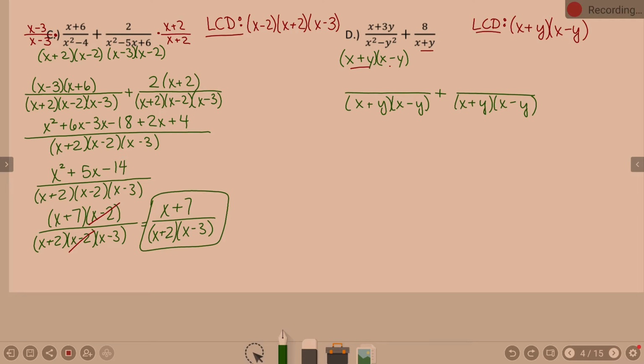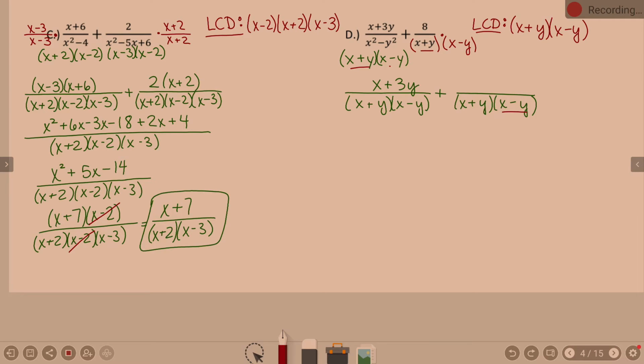What's that mean about my numerator? It doesn't need to change, does it? Just carry it down because we already have the common denominator. So x plus 3y is carrying down. Second fraction. I'm supposed to have a denominator of x plus y, x minus y. But to start with, I only had x plus y. What am I missing? I'm missing the x minus y. So that means I need to multiply by x minus y to get my common denominator.